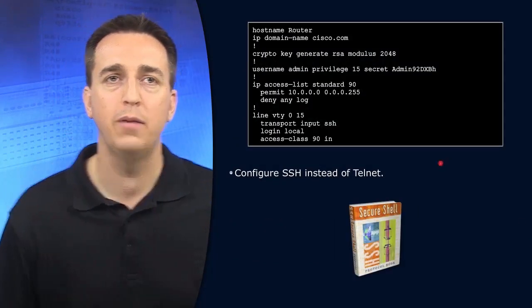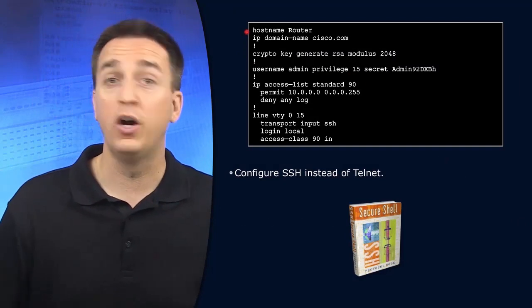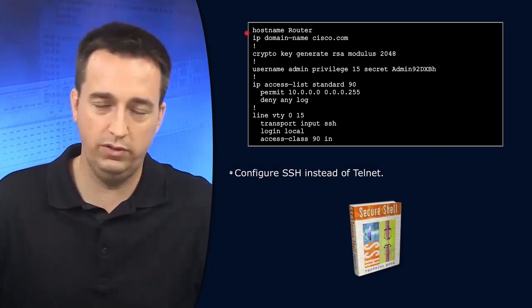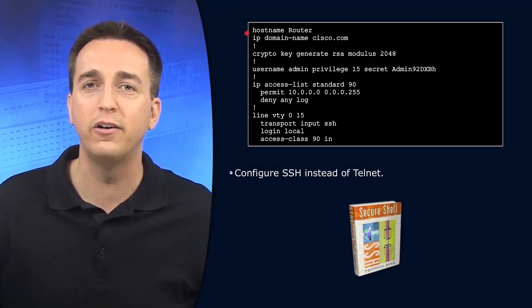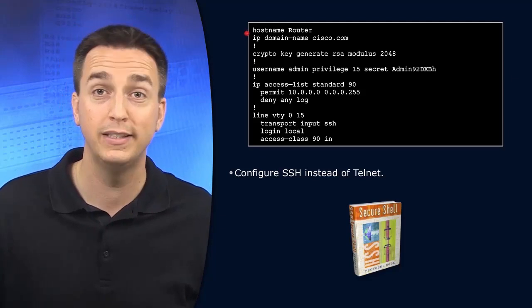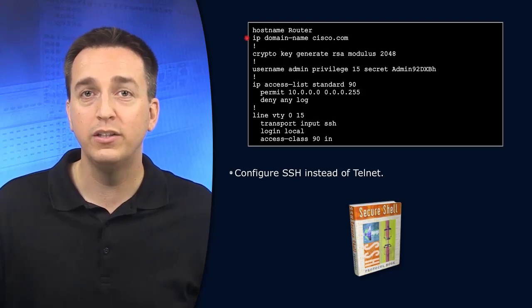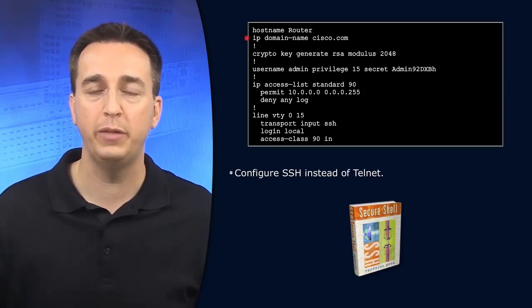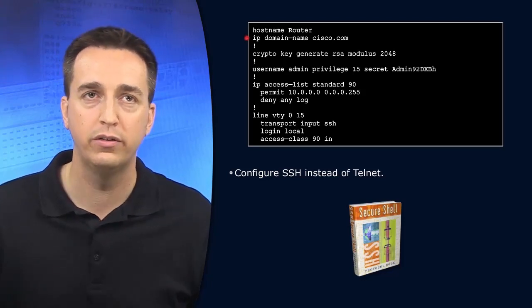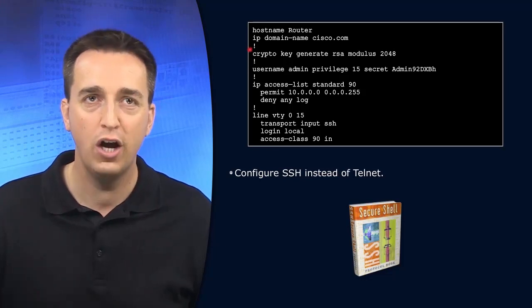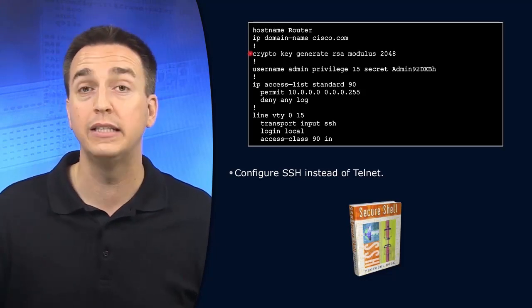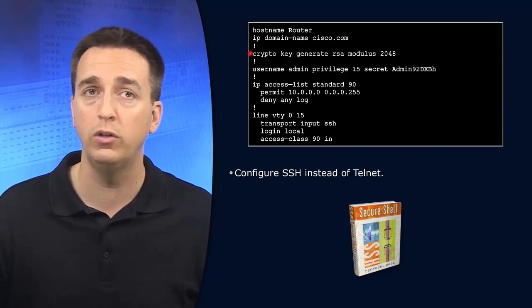So if we look at this example here, they are setting up the host name for the router, which is something that you should be doing right away as soon as you get your router and you start configuring it based on your policies that you have set up. You have to have a domain name to generate cryptographic keys that are going to be used for the SSH session. So here they're providing a domain name of cisco.com. Then they're using the crypto key generate RSA command to generate cryptographic keys locally on the device.